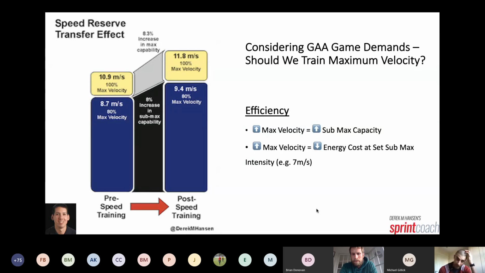And then the last one, which is really important to think about, is if we can increase max velocity, we're going to reduce the energy cost at a set submax speed. So if you can imagine a set speed, let's say 7 meters per second, on the left-hand side, that's going to fall around 70 or 75% of his max speed. But if we draw a straight line across to 7 meters on the other side, you're going to be down around 60% of his max velocity. So that's going to have a far lesser energy cost on the athlete to move at that speed.